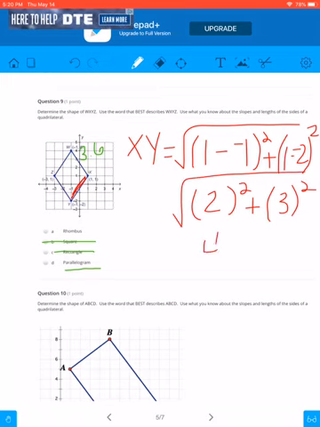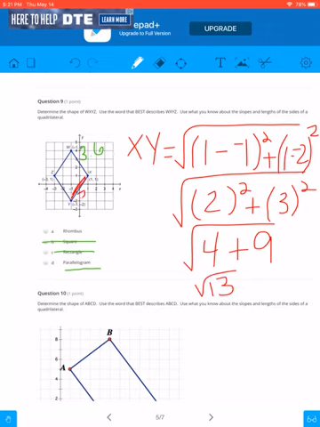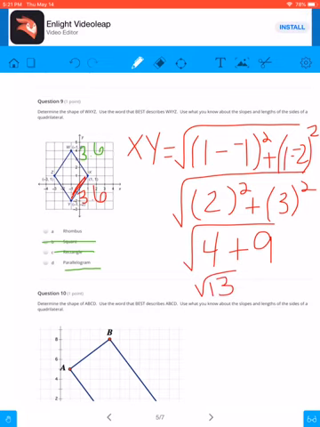So this would be 4. And this would be 9 again. And this would be square root of 13 again. So this would be 3.6 as well. And if we did the distance formula 2 more times and found the length between Y and Z and W, then we'd have the same outcome, 3.6 and 3.6. So the answer is actually that it is a rhombus more specifically, not just a parallelogram.